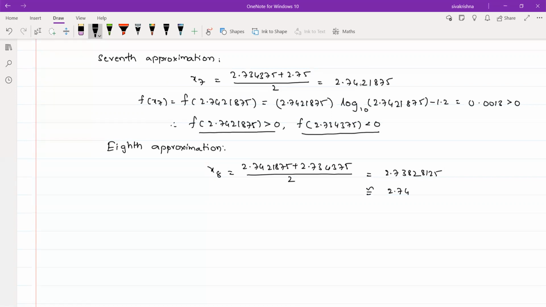If you observe the 8th and 7th approximations, two digits are equal after the decimal place. So I am stopping here at the 8th approximation. Therefore, I'm writing the root of the equation is approximately 2.74. In this way we can solve either an algebraic equation or a non-algebraic equation by using the bisection method.